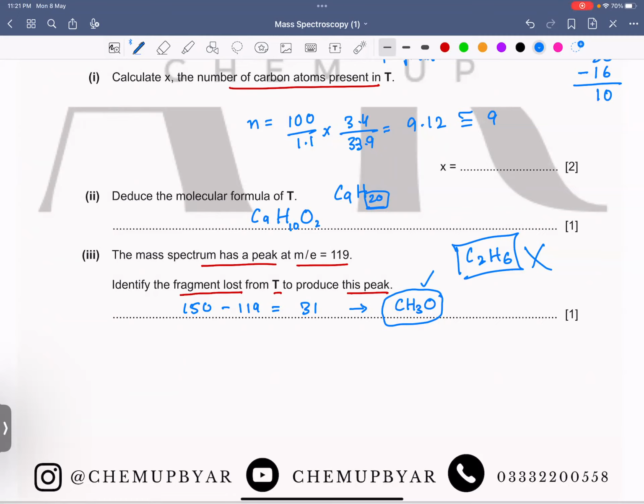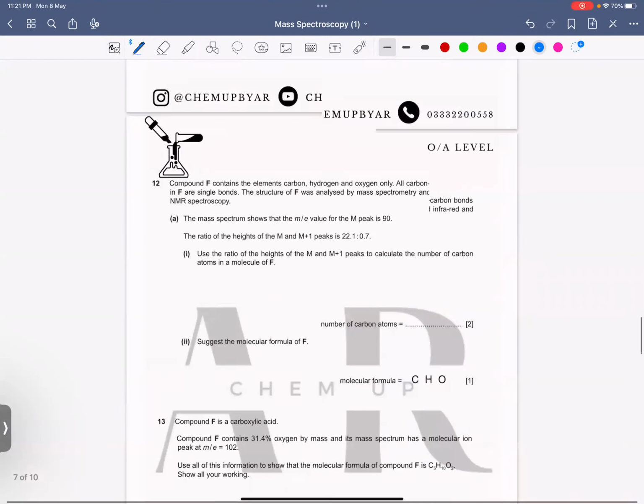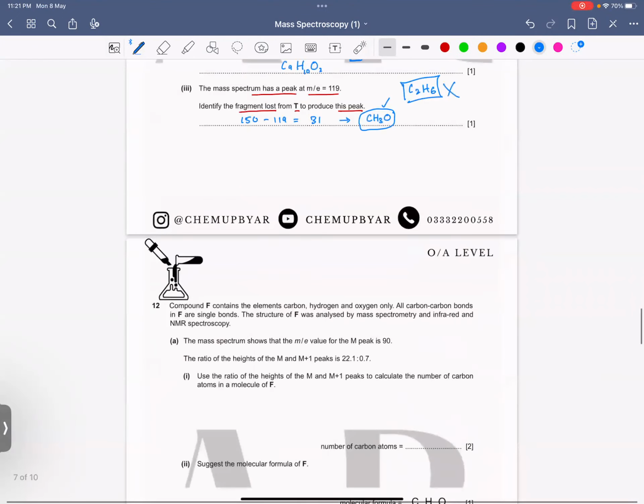Okay, so I think you guys have a better idea of mass spectroscopy questions. So shall we proceed to infrared questions? Yes.